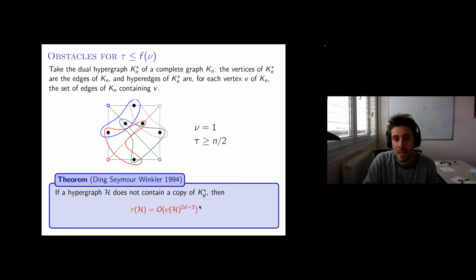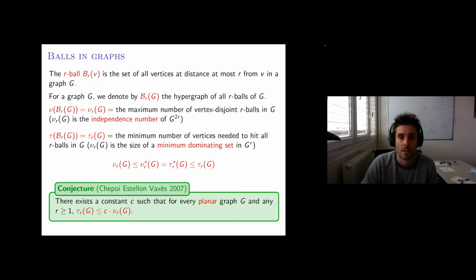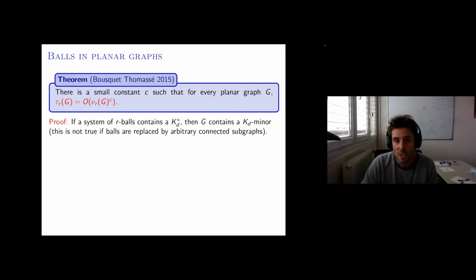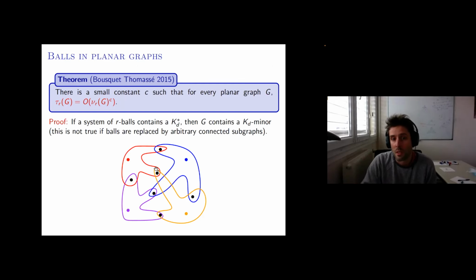This theorem tells that if you don't contain a copy of the dual of K_d, then tau is bounded by a polynomial in nu. So we only have to prove that in a ball hypergraph, we don't have a copy of the dual of a large clique. So what would be the dual of a large clique? It would be a certain number of balls, d balls, and for any two balls, there's a vertex in our graph that only lies in these two balls. Okay, this is exactly the dual of a clique.